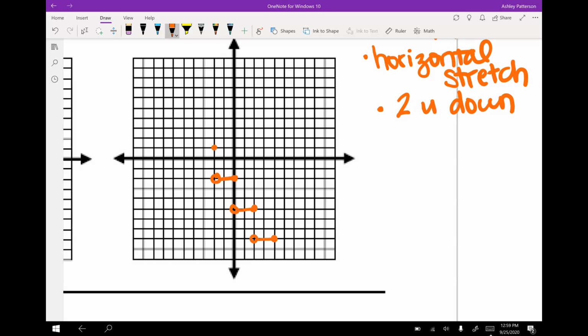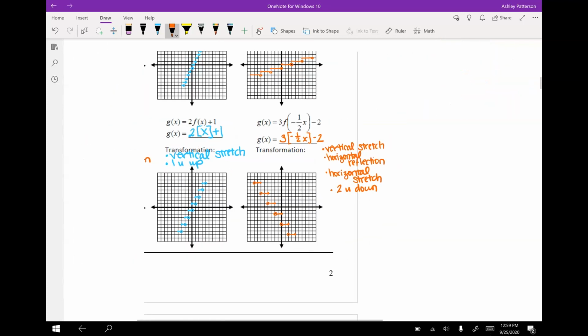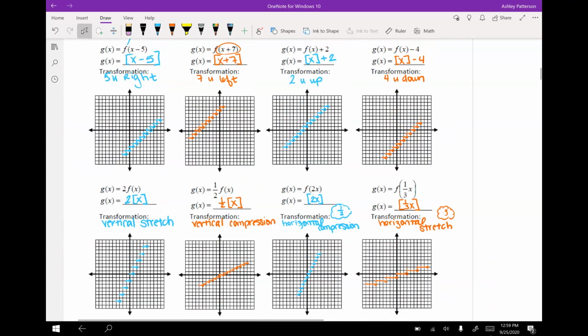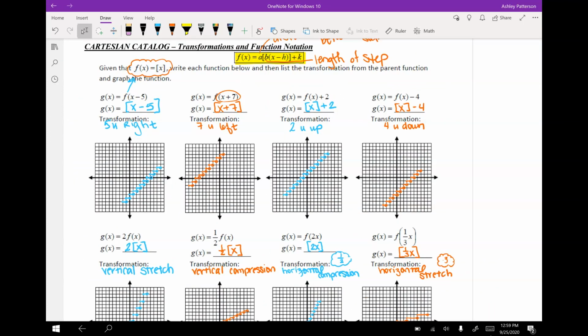2, 3, and I'm working backwards. 2, 3. 1 more. There we go. Oopsies. And that is our quick little review of transformations before we get to graphing quadratics. Nice job, guys.